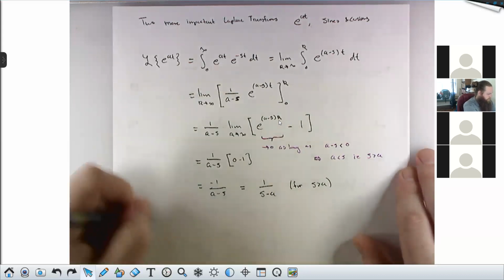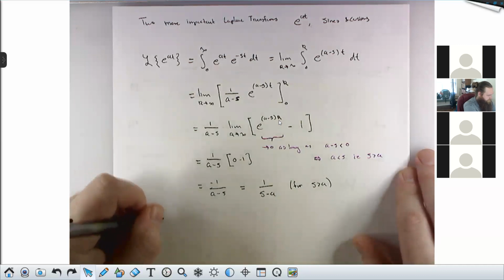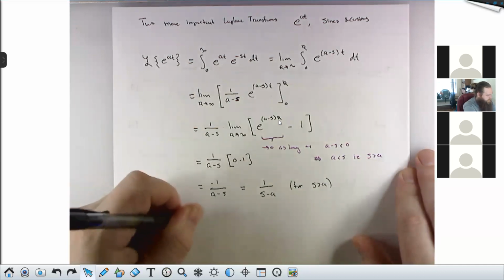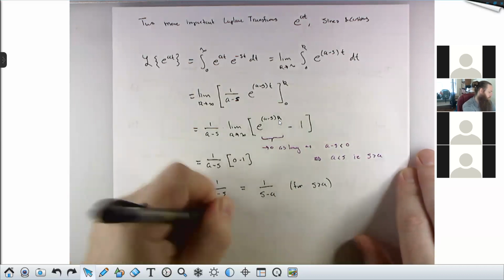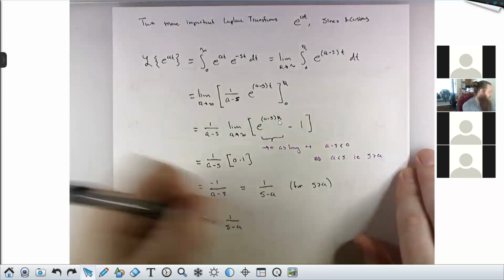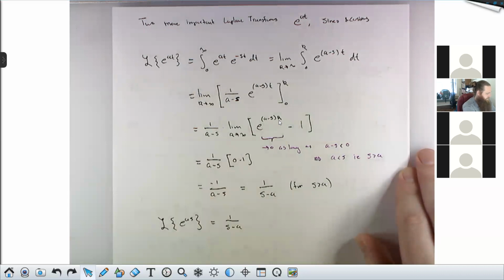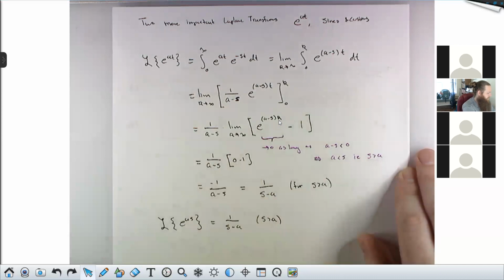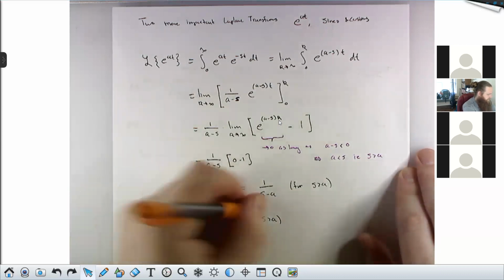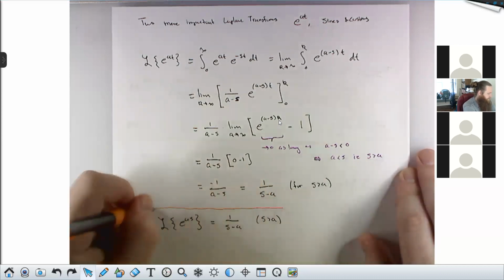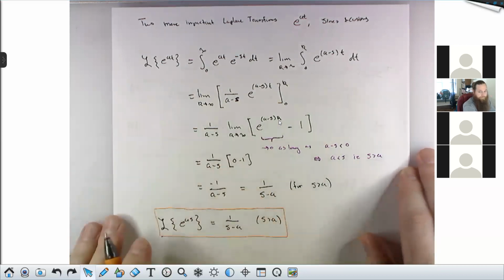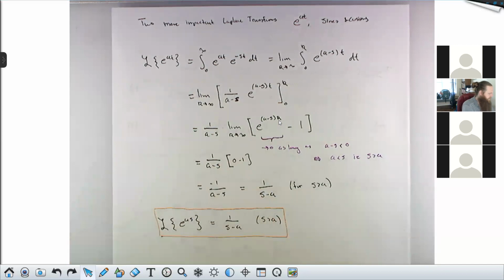So that's your Laplace transform of the exponential function. The Laplace transform of e to the at is 1 over s minus a. S has to be bigger than a. You need s minus a to be positive. Oh, sorry, e to the at.